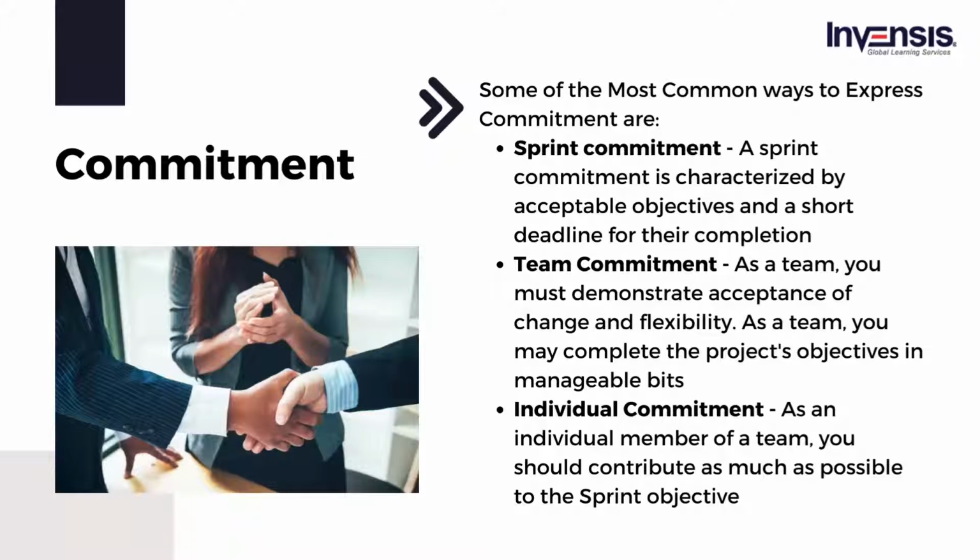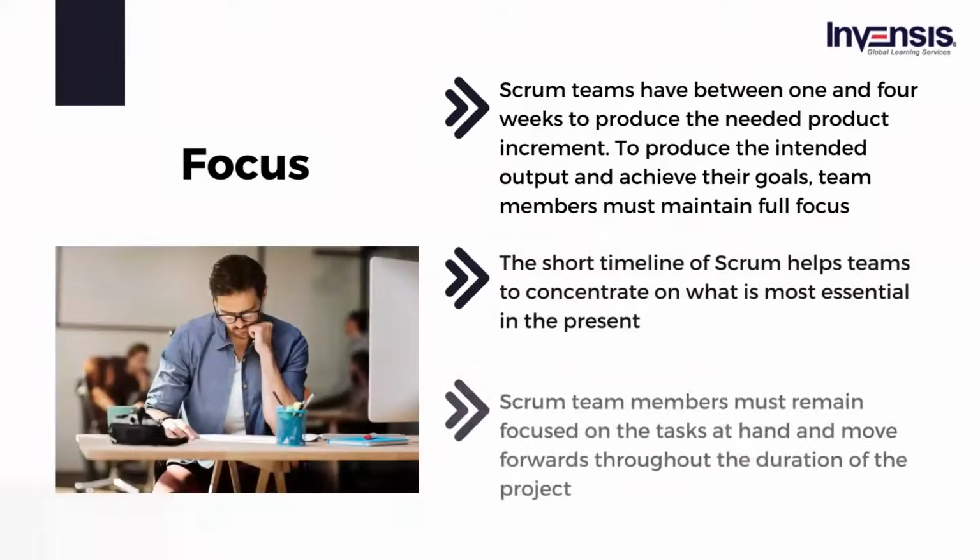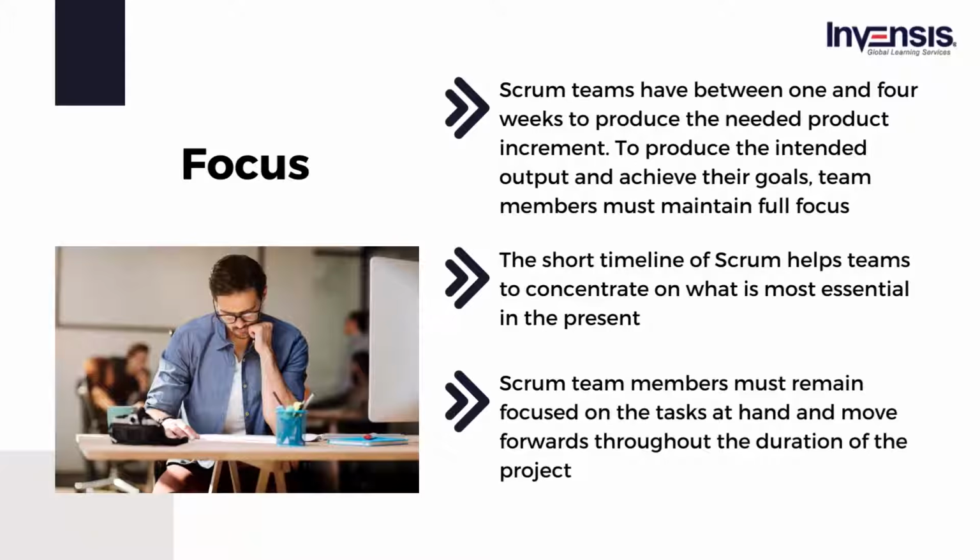Then, individual commitment. As an individual member of a team, you should contribute as much as possible to the sprint objective. This represents your personal commitment. Furthermore, commitment includes a team member's enthusiasm for the team and collaboration. They are dedicated to quality. Commit yourself to learning. Commit daily to achieving their best. Make a commitment to self-organization as well as excellence. This was about commitment. Let us now go on to the next Scrum value, focus.